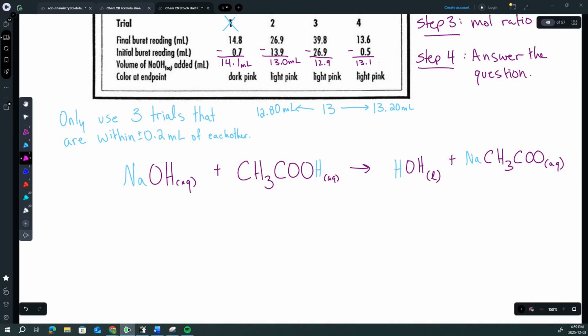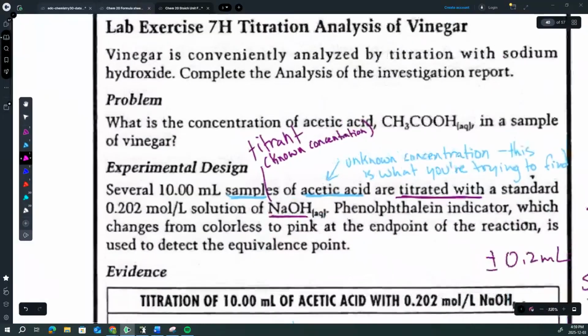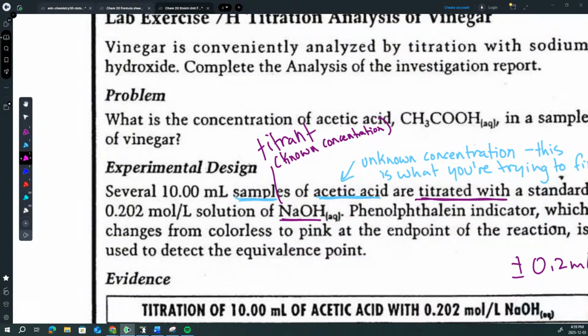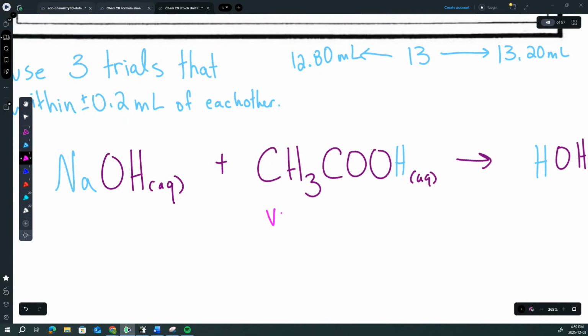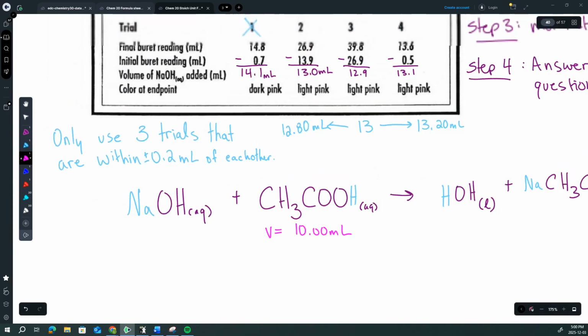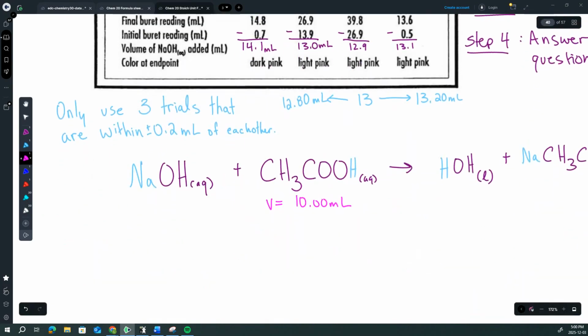All right, so let's organize the information that we've been given. Going back to the experimental design, it says several 10 milliliter samples of acetic acid. So that word "of" connects this volume with acetic acid. So let's find acetic acid and say our volume is going to be 10 milliliters. And looking at my notes here, since acetic acid is the sample, that's what we don't know the concentration of. That's what we're trying to find. So I'm going to go concentration is equal to question mark.